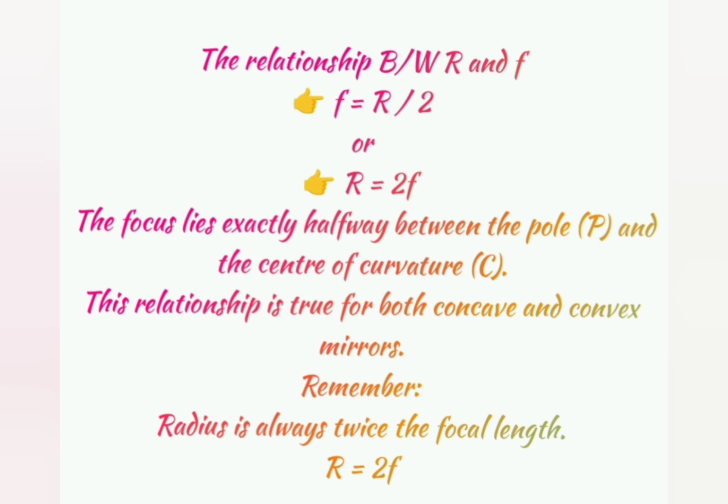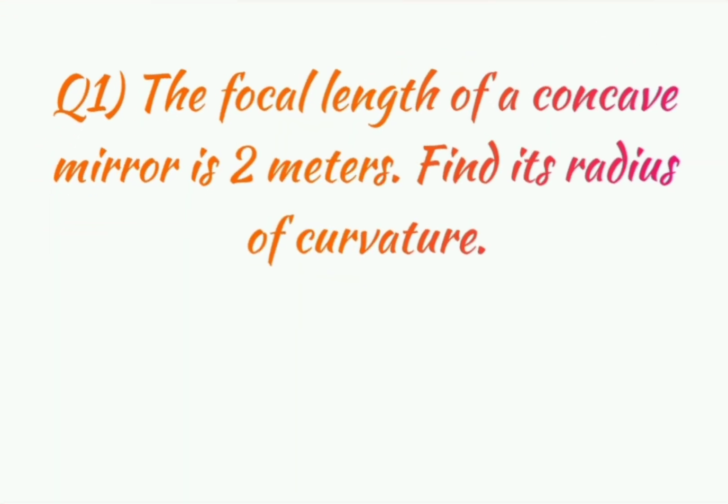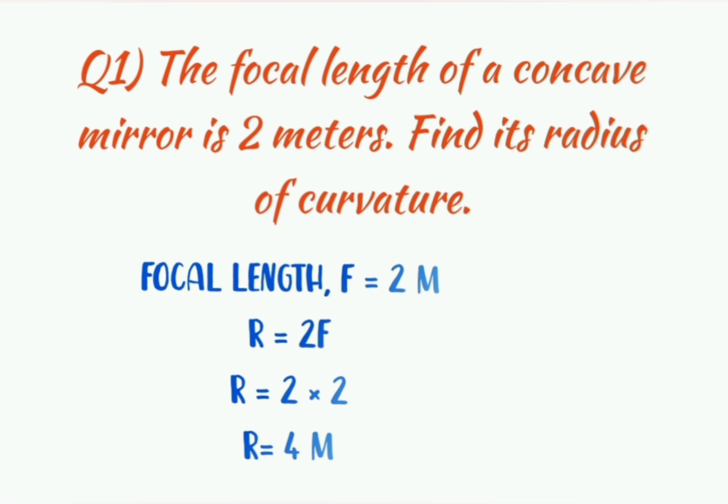This is a very important formula. We can expect a 2 marks simple numerical based on it. Read this question carefully. The focal length of a concave mirror is 2 meter. Find the radius of curvature. Use the formula: R is equal to twice the focal length, R is equal to 2 into F. They have given the focal length, so just substitute the value. R is equal to 2 into 2, which gives 4 meter. That means the radius of curvature of the concave mirror is 4 meter.